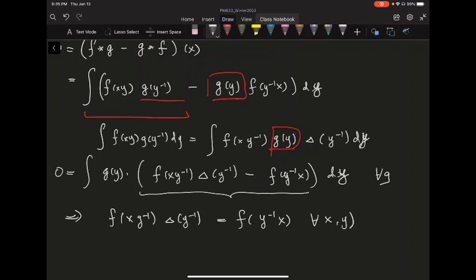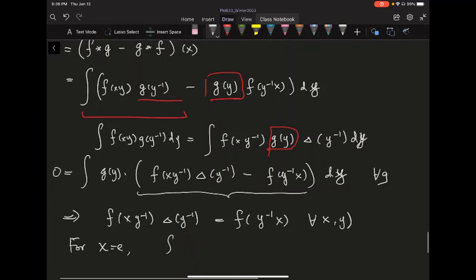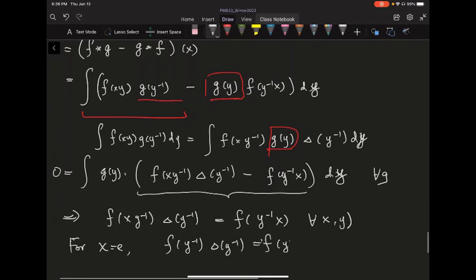All right. Now, because this holds for all x and y, let's just pick some particular x. Say x equals the identity. Then I have f of y inverse delta y inverse equals f of y inverse. Here the x is the identity. So as long as f of y inverse is non-zero, delta of y inverse has to be 1.